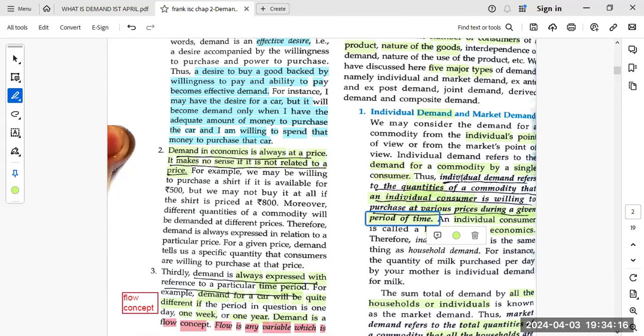So it starts with an individual demand. So instead of telling the demand refers to the quantities of commodity that we are willing to purchase at various prices during a period of time, you are including the word individual. So thus an individual demand refers to the quantity. So if you remove the word individual here, and an individual consumer, if you remove these individual words, then it will become the definition of demand.